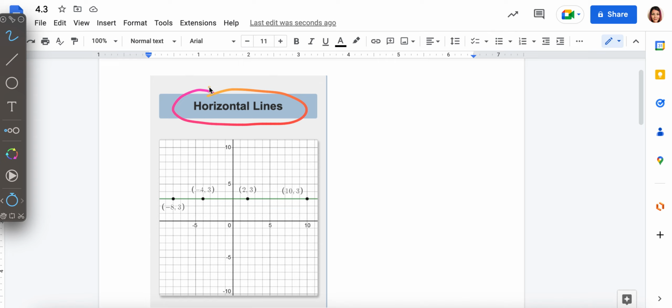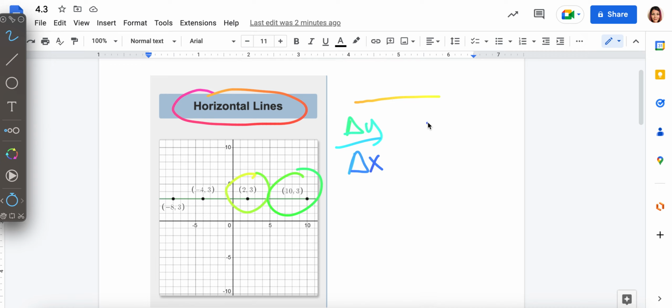Horizontal means it goes like this. That's a horizontal line. And we want to know why is this special? So if we have points here, 2, 3, and let's say 10, 3, and I plug it into the slope formula, which is the difference of your y's over your difference of your x's. Again, I have a video over all of this.